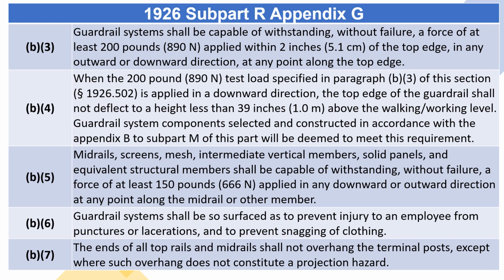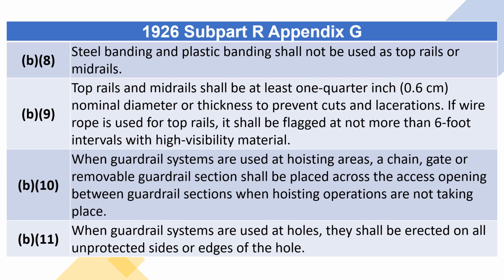(b)(7) The ends of all top rails and midrails shall not overhang the terminal posts, except where such overhang does not constitute a projection hazard. (b)(8) Steel banding and plastic banding shall not be used as top rails or midrails. (b)(9) Top rails and midrails shall be at least 1/4 inch (0.6 centimeters) nominal diameter or thickness to prevent cuts and lacerations. If wire rope is used for top rails, it shall be flagged at not more than 6-foot intervals with high visibility material.